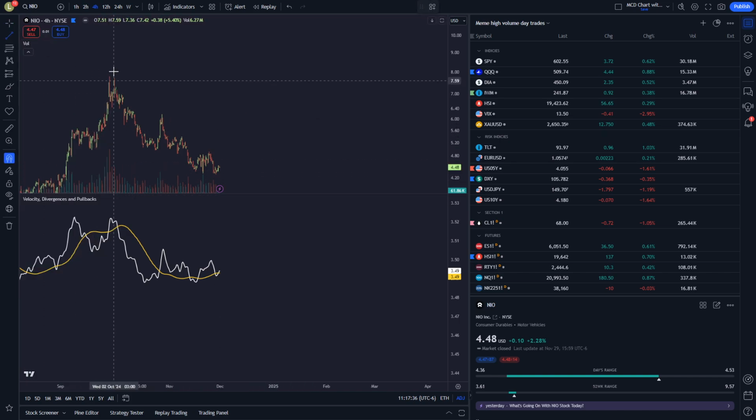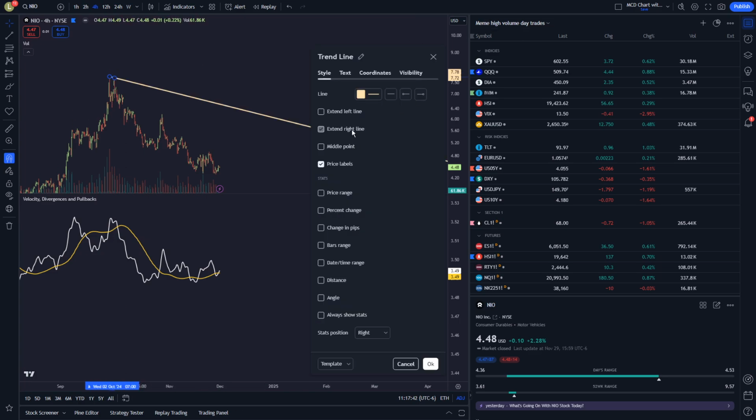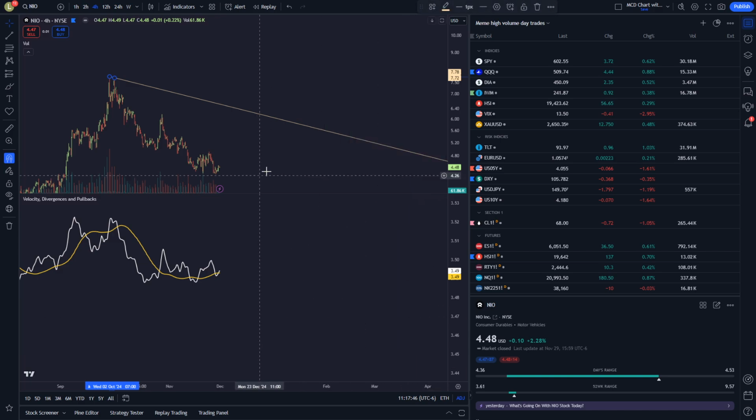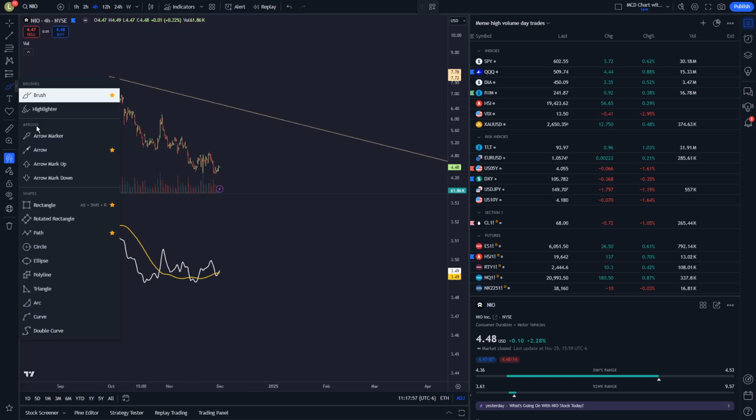I'm going to use the magnet tool here. Can I get it? Oh, I did it. We're going to extend that out to the right, and I don't like it being so thick. We're going to make it a bit thinner so you guys can see that. See that touch there? We're going to even label that. I can't even label it nicely, but that's fine. We're going to call this the long trend line. We're going to highlight it, okay?